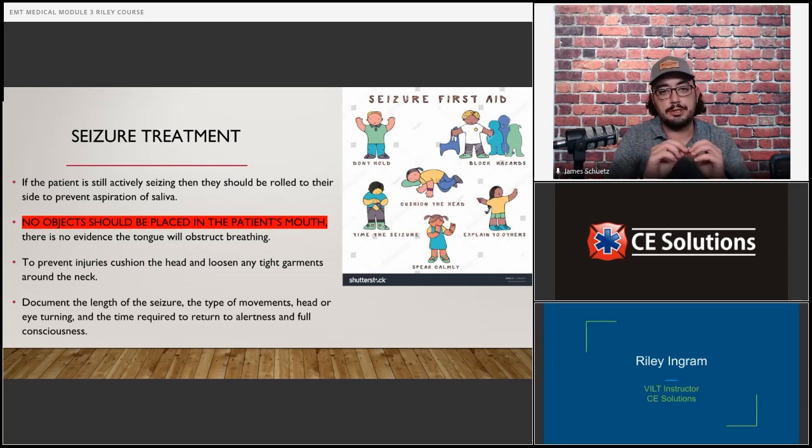When you transport a seizure patient to the ER, I guarantee you the doctor you give report to is going to come up to you and ask you those questions. Okay? So if you can give him an answer, he's going to be a lot happier, or she's going to be a lot happier. They are going to ask you these questions. So if you can have the answers to them, the better off you're going to be.